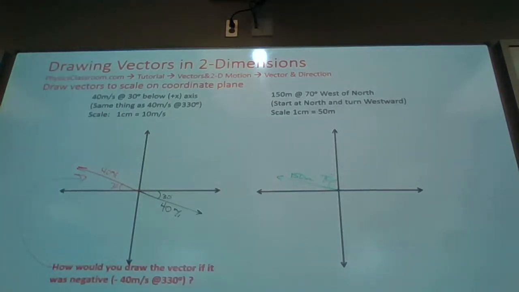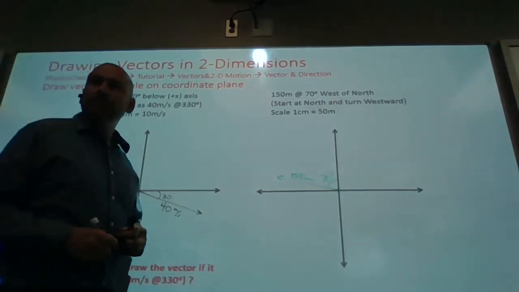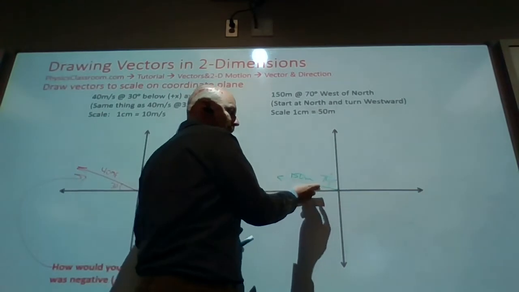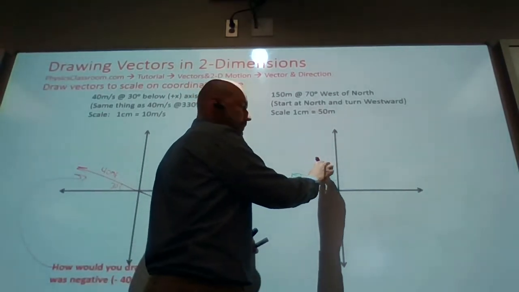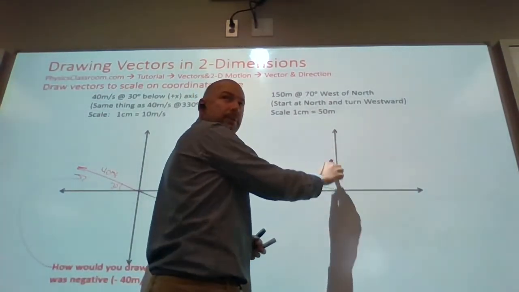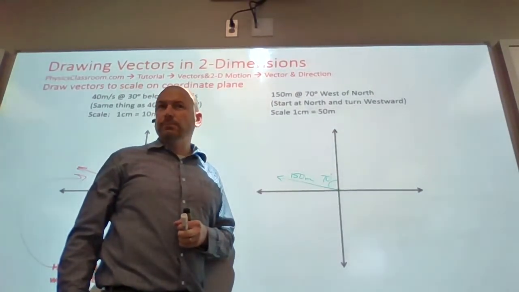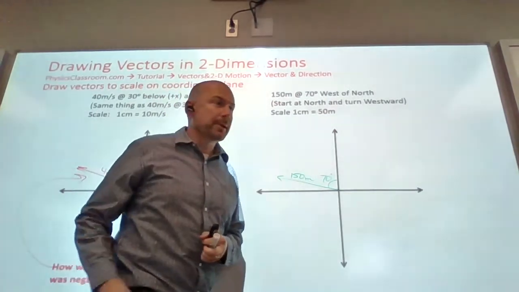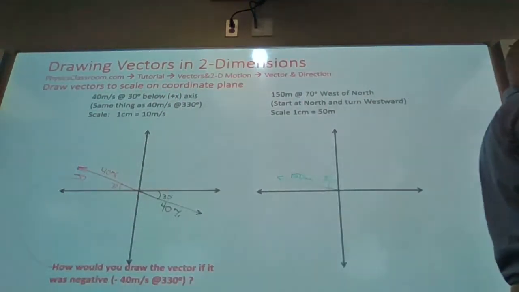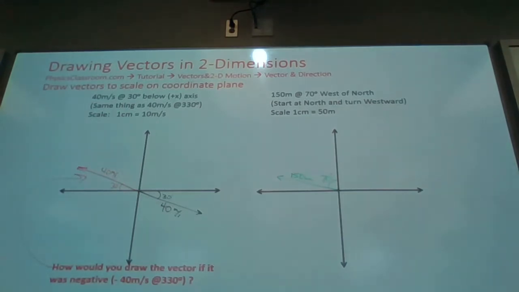If I said 150 meters at 70 degrees north of west, I would start at west, go north 70 degrees, and it would be over here. See the difference between those two? Right. So that's how you sketch vectors. Not too bad.